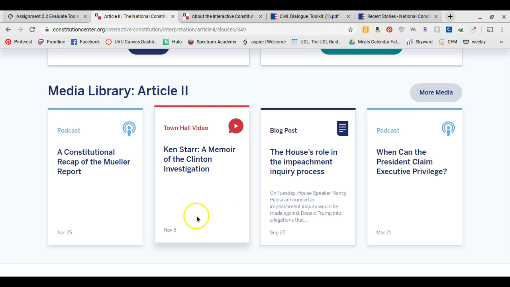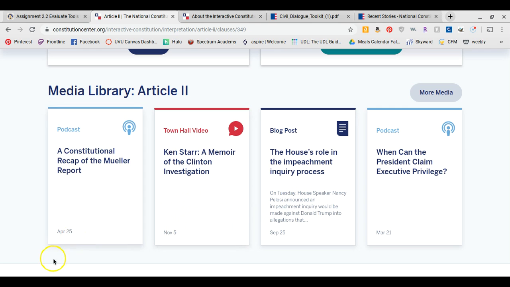There's a town hall video from a couple of years ago with Ken Starr talking about the Clinton investigations because President Clinton was our last president to be impeached. So it's giving them some more information that they can build on if that's what they want to do. So for all of those reasons, I really love this lesson, doing it this way.